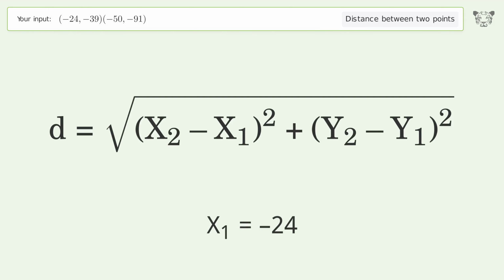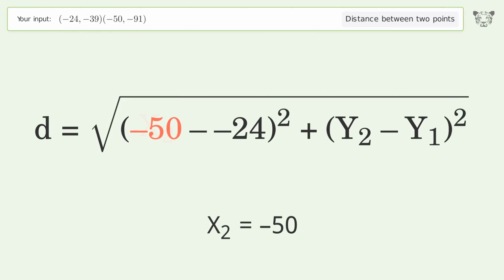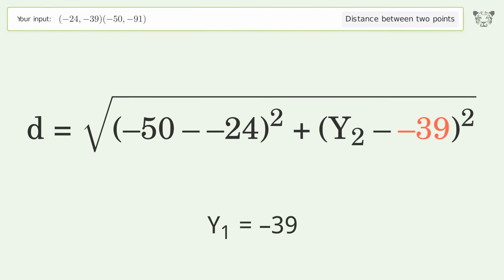x1 equals -24. x2 equals -50. y1 equals -39. y2 equals -91.